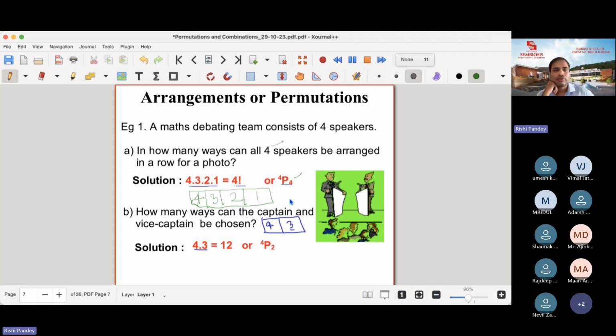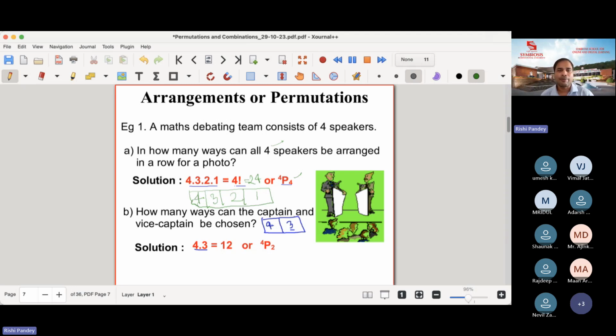Multiply, what is the value? Numerical value. Use a calculator also. Okay. What is the value? 24. 24 is your answer. Next one.